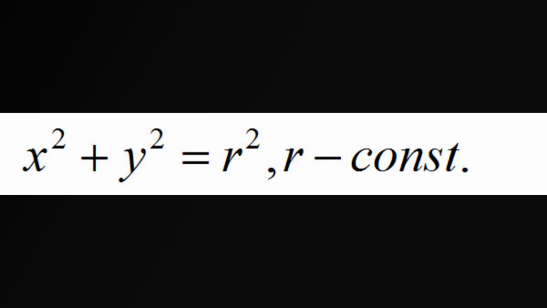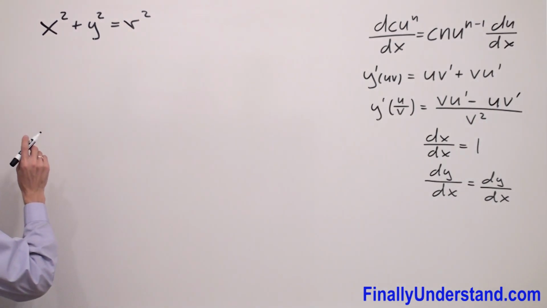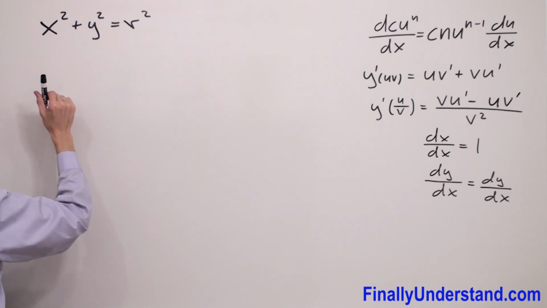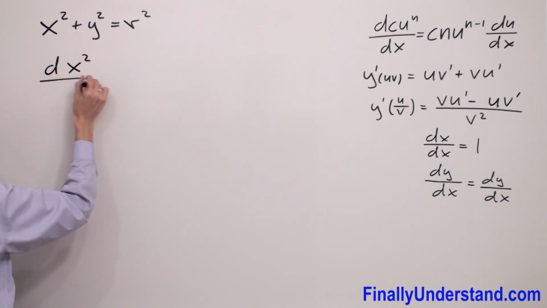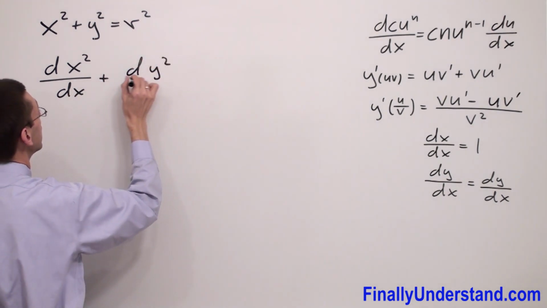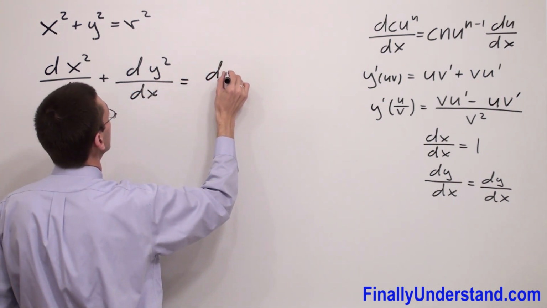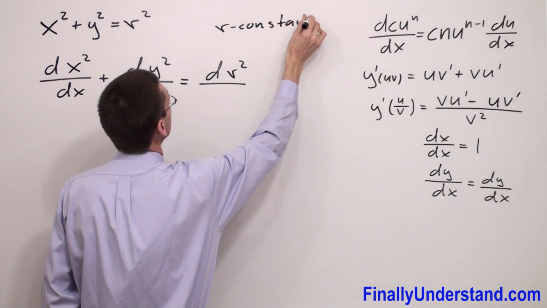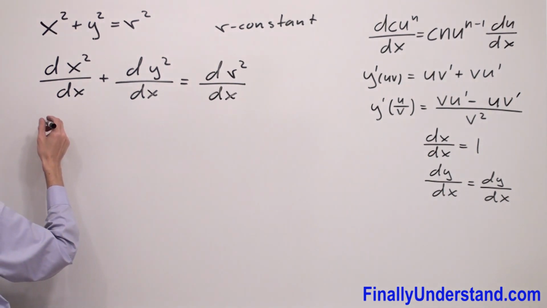We have another implicit relation on the board, and we're supposed to find again the derivative of y with respect to x. So we have to find the derivative of each term in this relation. Okay, so we have the derivative of x squared with respect to x plus the derivative of y squared with respect to x is equal to the derivative of a constant, because r is constant, with respect to x.